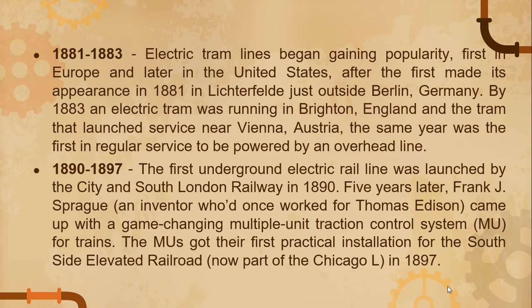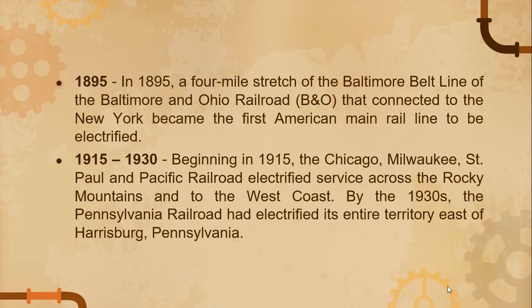5 years later, Frank J. Sprague, an inventor who'd once worked for Thomas Edison, came up with a game-changing multiple unit traction control system, or what we call MU, for trains. These MUs got their first practical installation for the South Side Elevated Road, now part of the Chicago L, in 1897. In 1895, a 4-mile stretch of the Baltimore Belt of the Baltimore and Ohio Railroad that connected to the New York became the first American main rail line to be electrified.